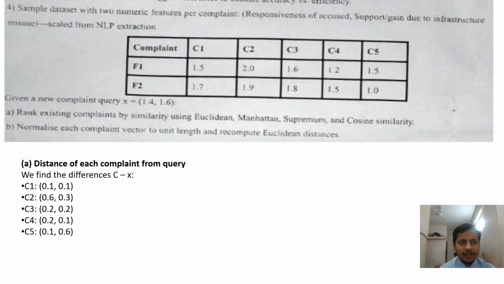Now the fourth question: a sample dataset with two numerical features for computing response, accused, support gain due to infrastructure misuse, scaled from NLP extraction. Complaints are given as C1, C2, C3, C4, C5, and a query value is given. The distance of each complaint from the query, we find the difference C minus X: C1 0.1, 0.1; C2 0.6, 0.3; C3 0.2, 0.2; C4 0.2, 0.1; C5 0.1, 0.6.